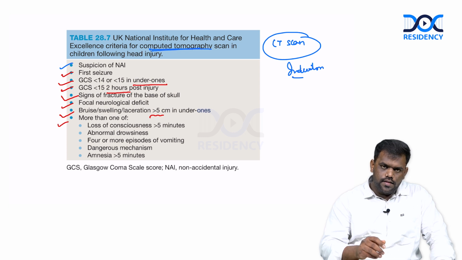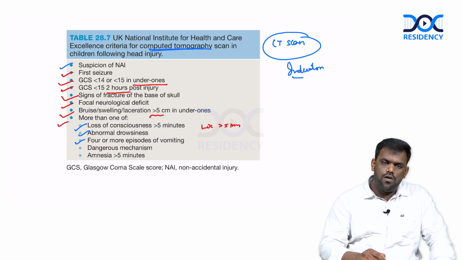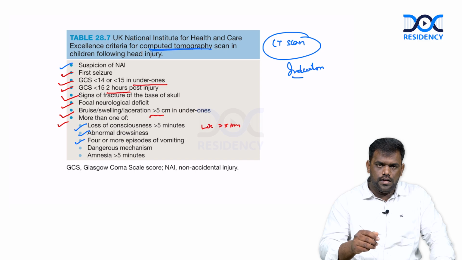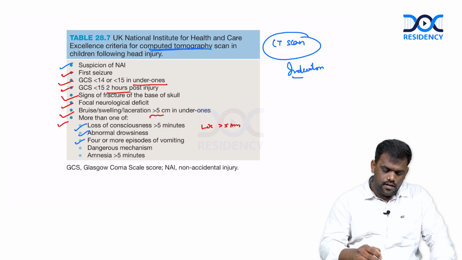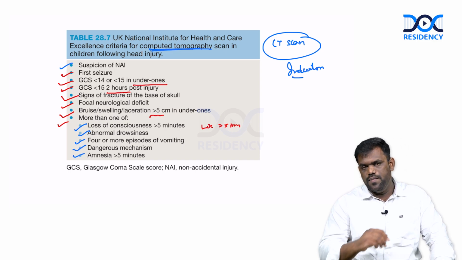Whenever you see more than 1 of: LOC for more than 5 minutes, abnormal drowsiness, or 4 or more episodes of vomiting. In adult, more than 1 episode of vomiting, you take CT. But in child, whenever you see 4 or more episodes of vomiting, then you consider a CT scan. Or dangerous mechanism of injury, or amnesia more than 5 minutes.